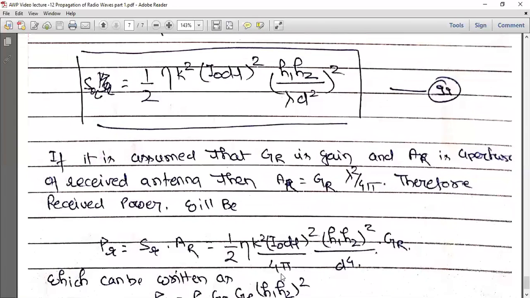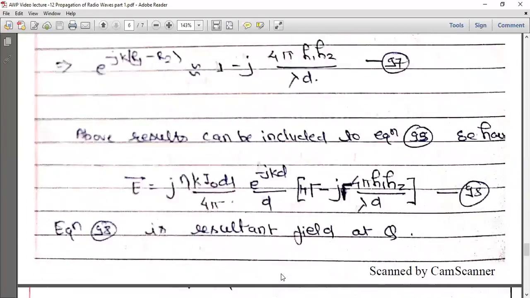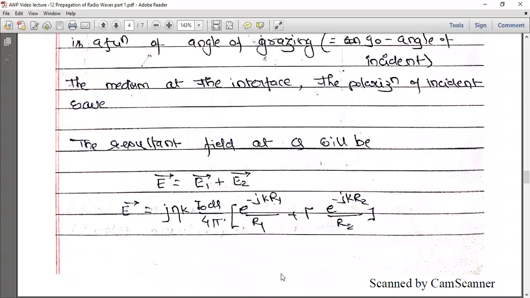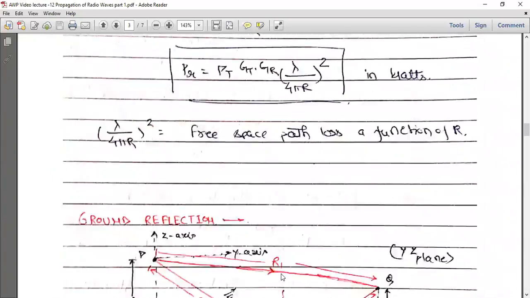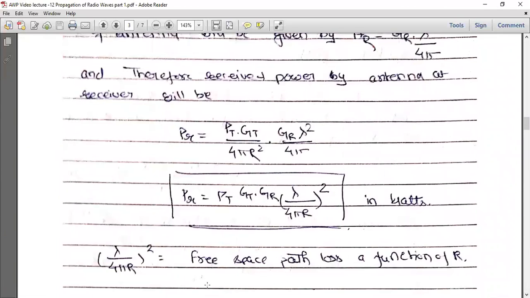Whereas in case of the free space model, the expression was PT GT GR into (lambda upon 4 pi r) whole squared.